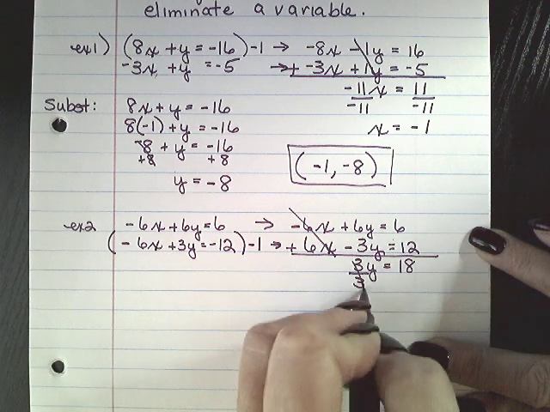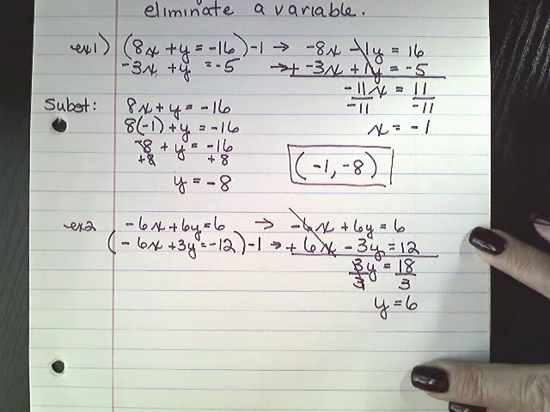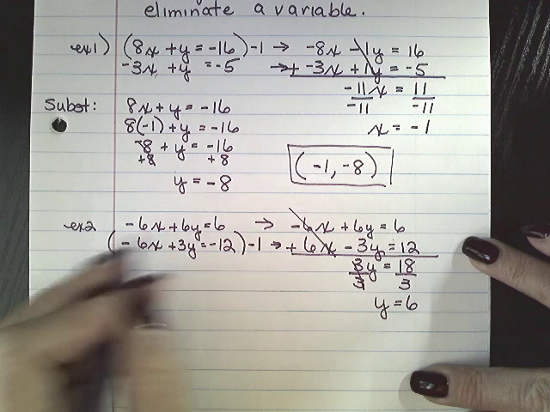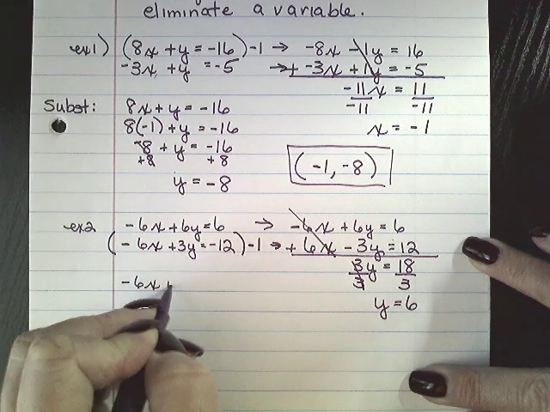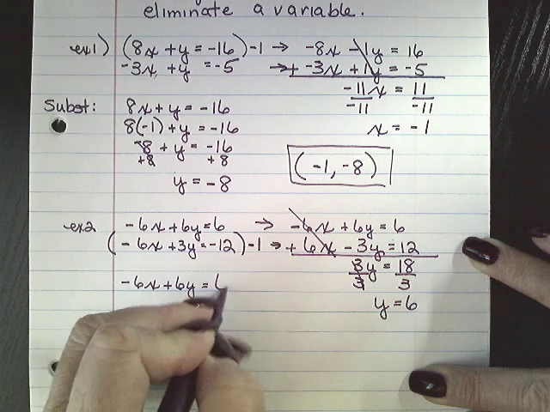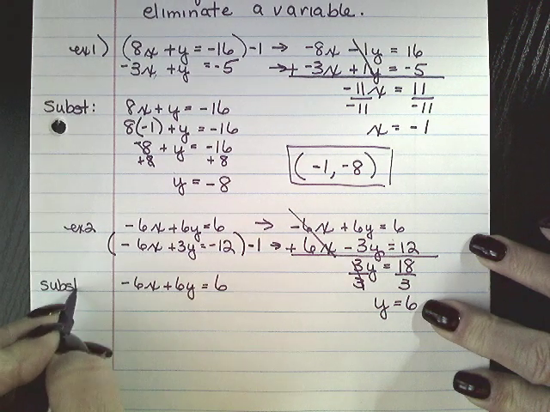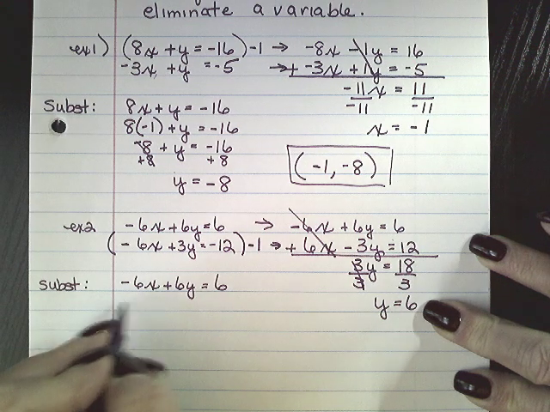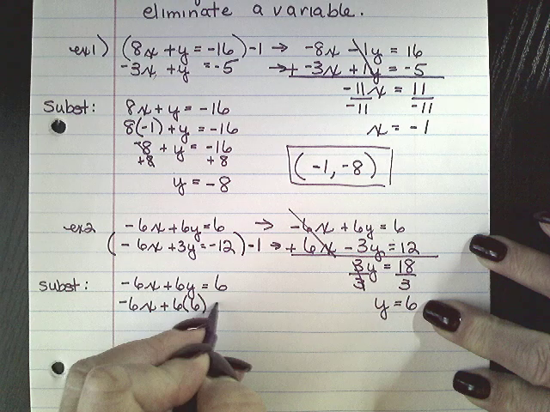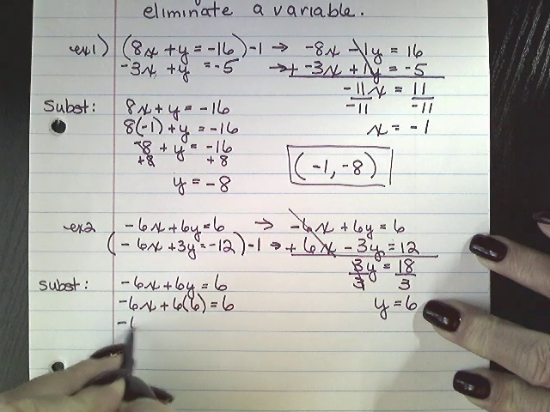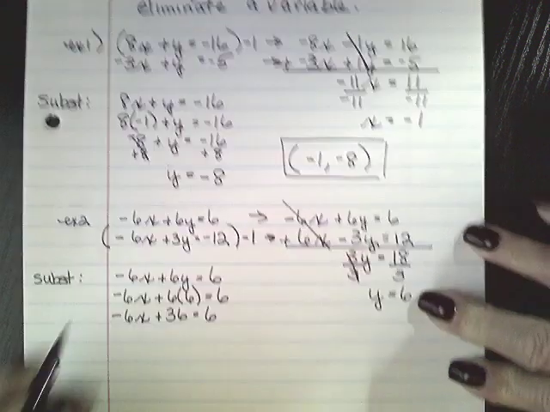Divide both by 3. Y equals 6. Now I'm going to choose one of the two equations that I started with. So negative 6x plus 6y equals 6. So I have to substitute in. So I'm going to keep my negative 6x plus 6 times 6 equals 6. Negative 6x plus 36 equals 6.